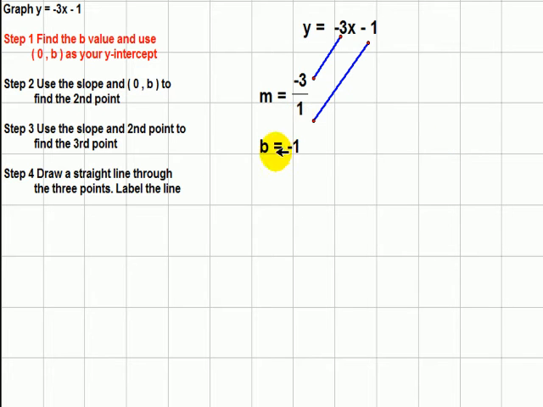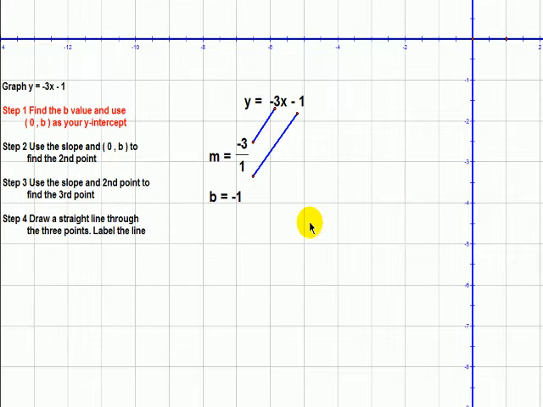So the b value is negative 1. That means the y-intercept is 0, b, but in this case b is negative 1, so therefore 0, negative 1 is the y-intercept. Now you're ready to plot the y-intercept and follow steps 2 to 4 later on. So now let's proceed to graph our y-intercept.